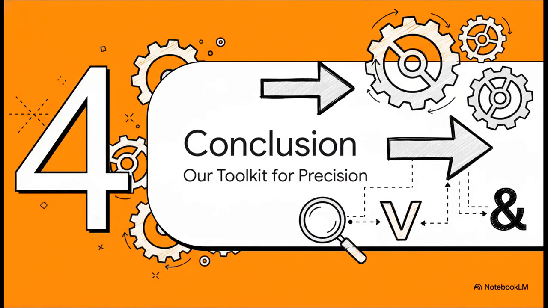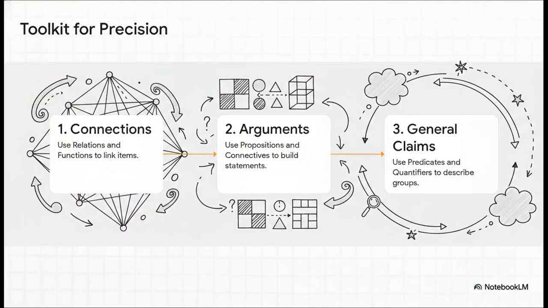All right, let's bring it all home. Let's wrap this up and look at the amazing toolkit for precision that we've just built together. We've basically assembled a powerhouse system for thinking with absolute clarity. So think about what we did. First, we laid the foundation by defining connections with relations and functions. Then, we built the walls of our arguments using propositions and connectives. And finally, we put the roof on by learning how to make these big, general claims with predicates and quantifiers.